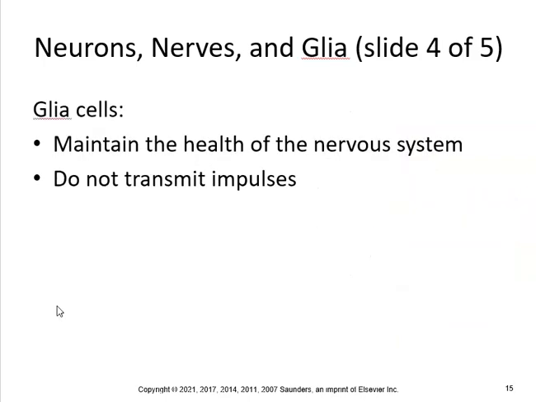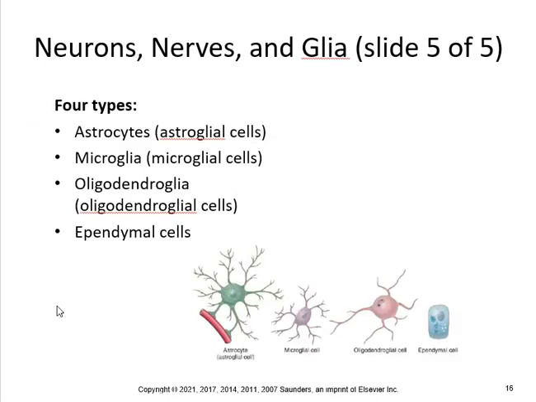Glial cells maintain the health of the nervous system. They do not transport impulses, but they go through mitosis, whereas neurons, nerve cells, don't go through mitosis. So you don't get cancer of neurons or nerve cells, but you can get cancer of glial cells. So glioblastoma would be cancer of the glial cells.